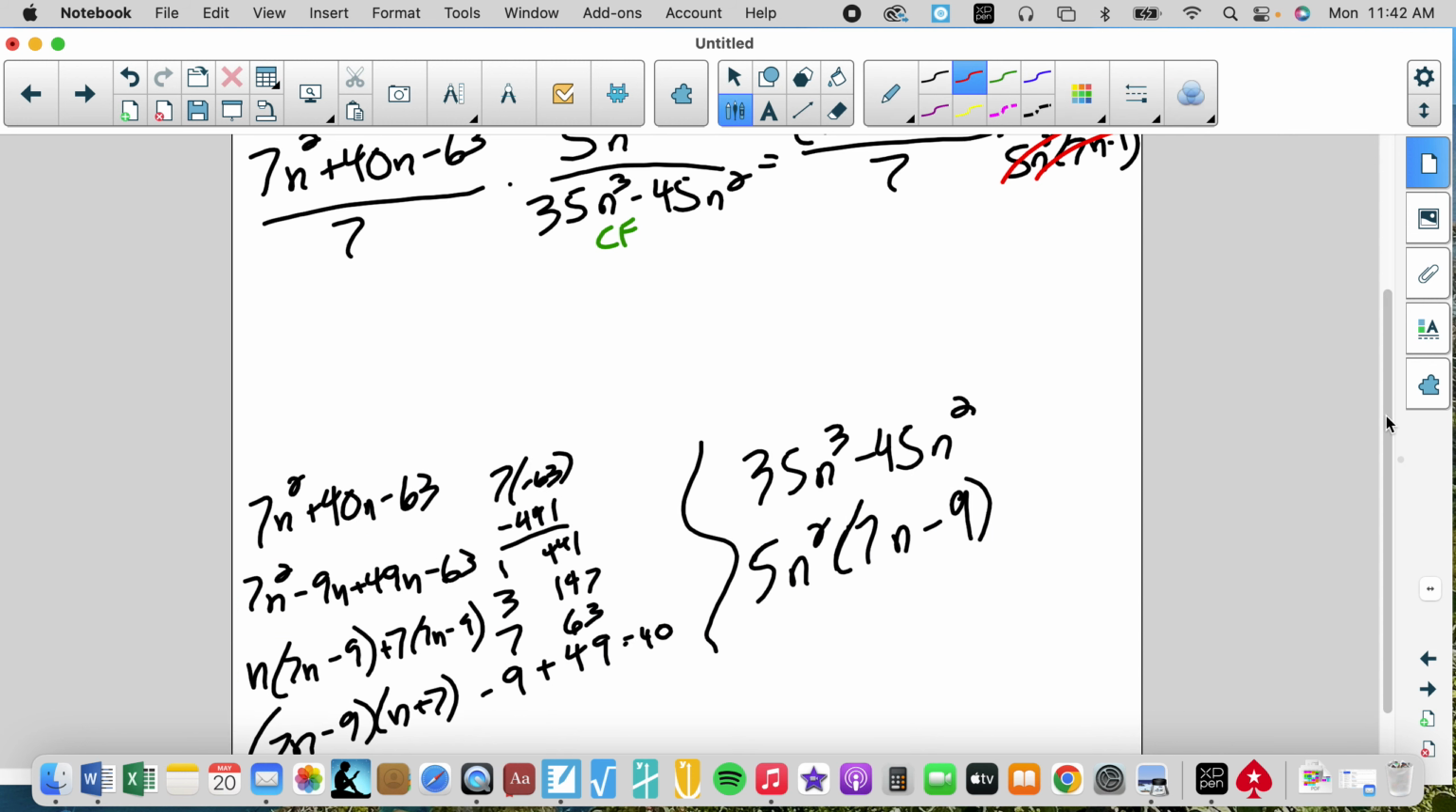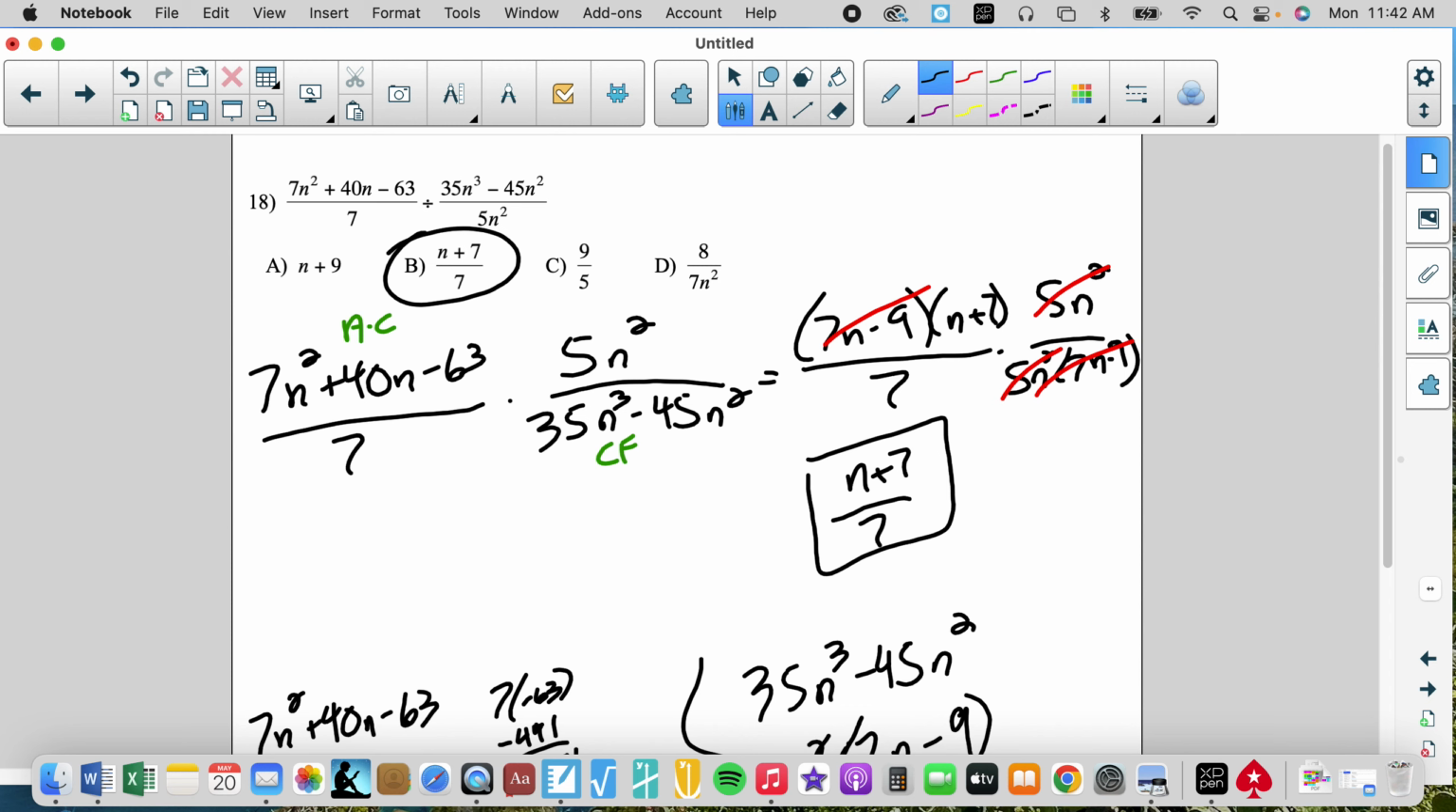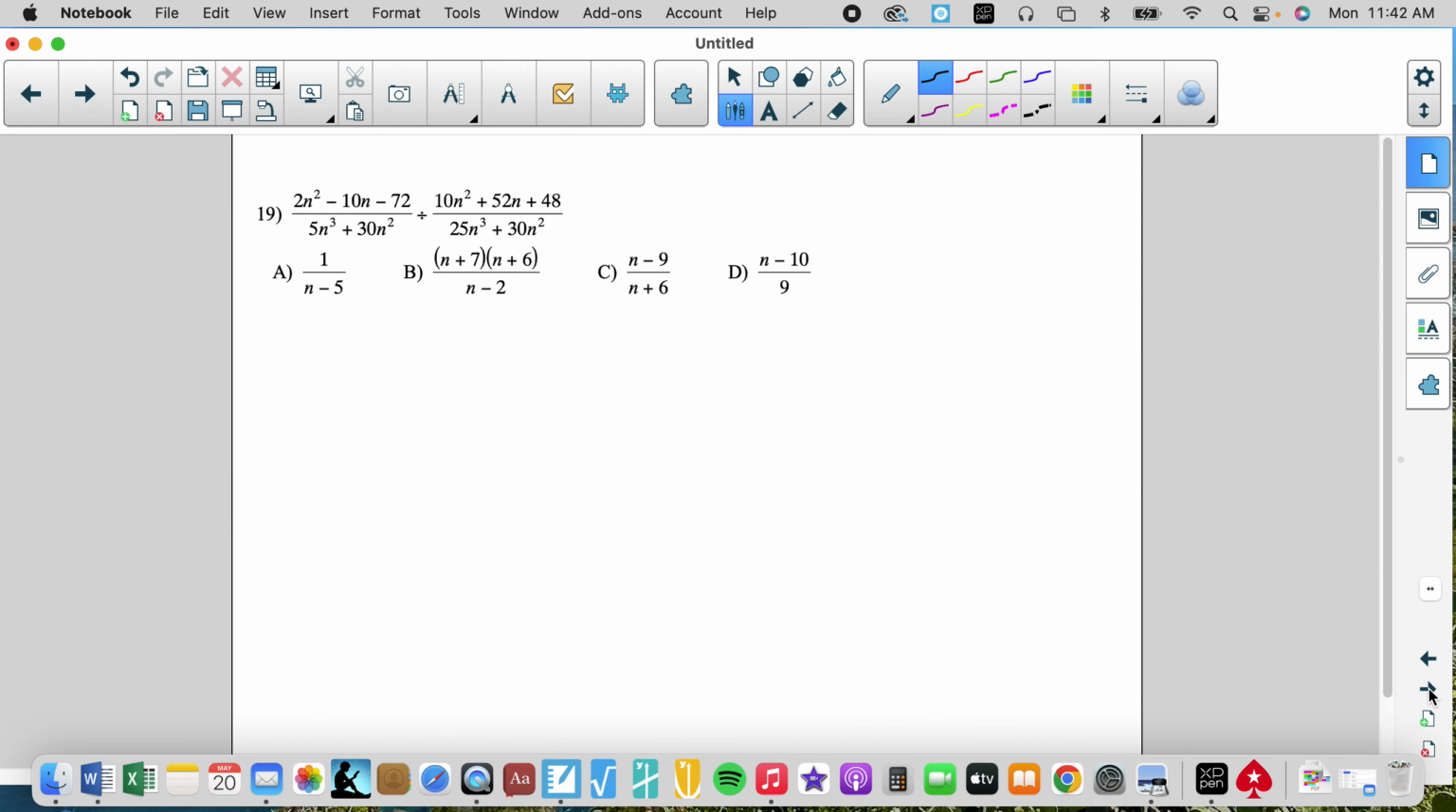Good, so that leaves us with n plus 7 over 7. All right, we got it. Oof, holy moly. That's a common factor, and an a times c. That's going to be a common factor, a times c. This is common factor, common factor. So let's convert it to multiplication.